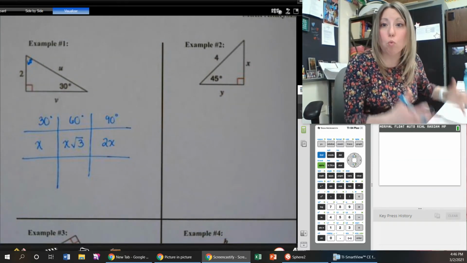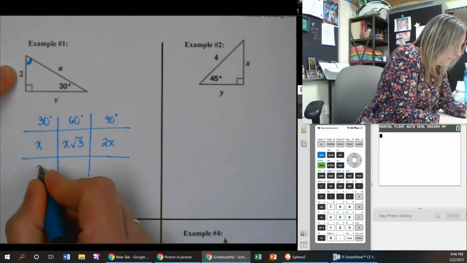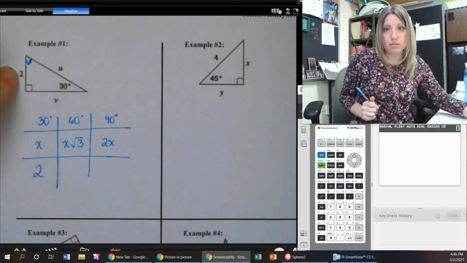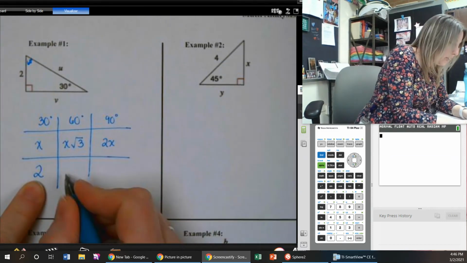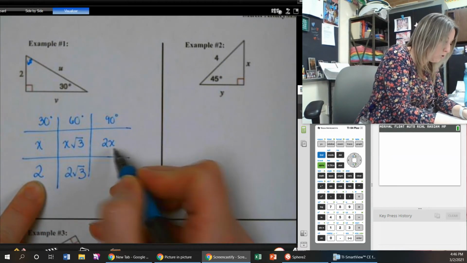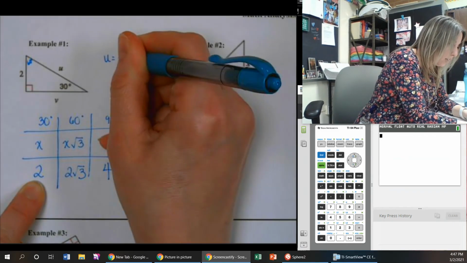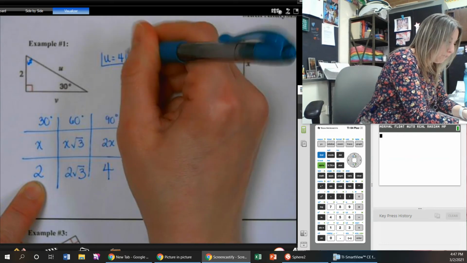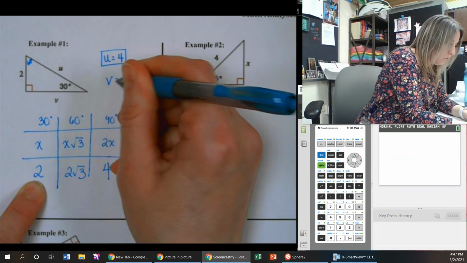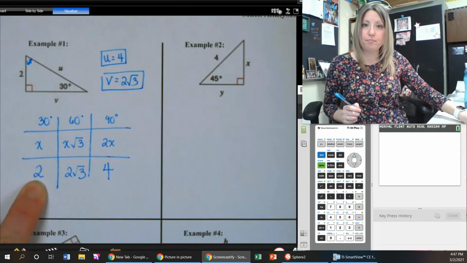Now fill in what you know. You know the little leg. Okay, 2 times radical 3 is 2 radical 3. 2 times 2 is 4. So u equals 4. That's the hypotenuse side. V equals 2 radical 3. That's the long leg side.